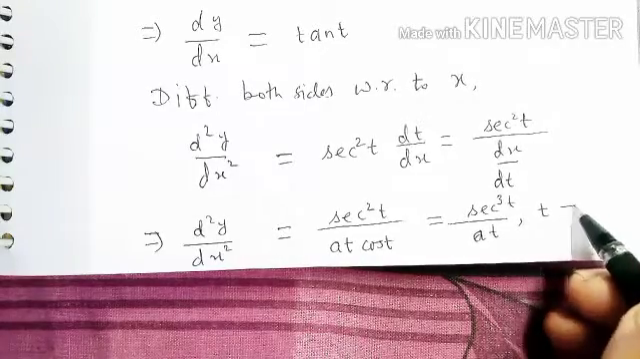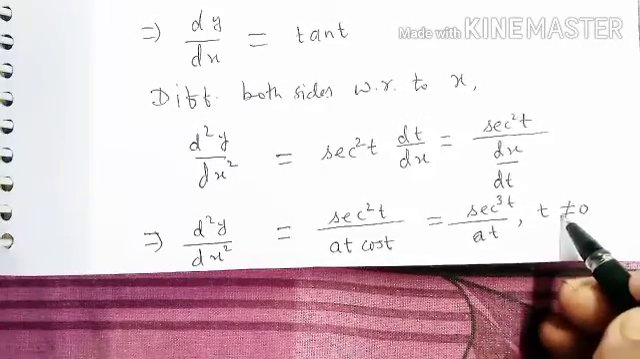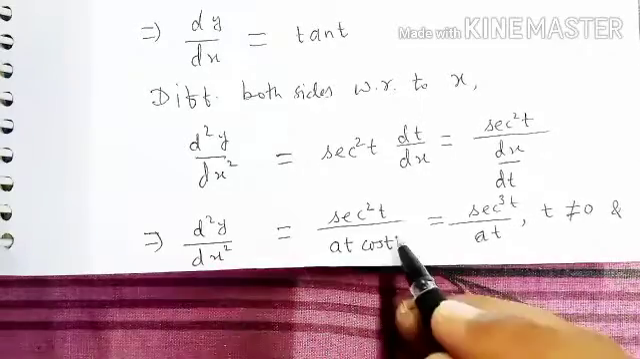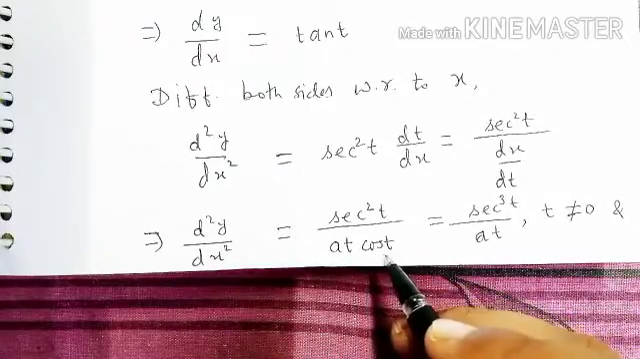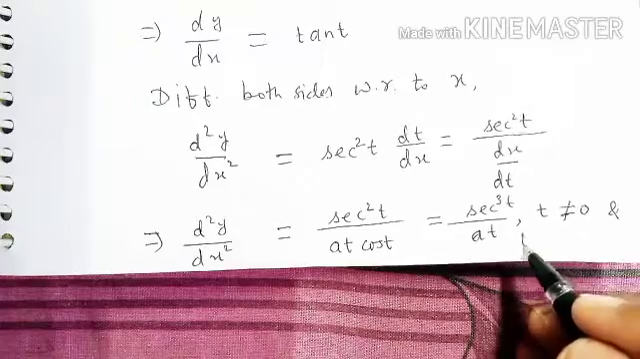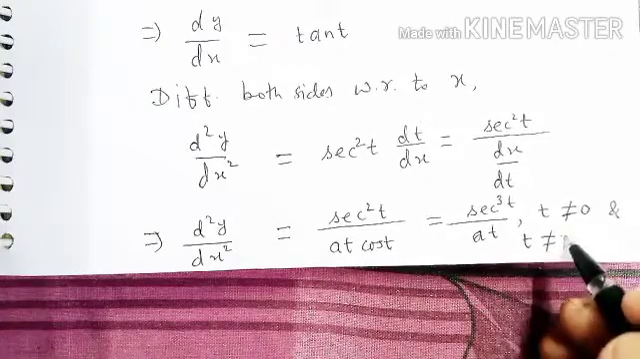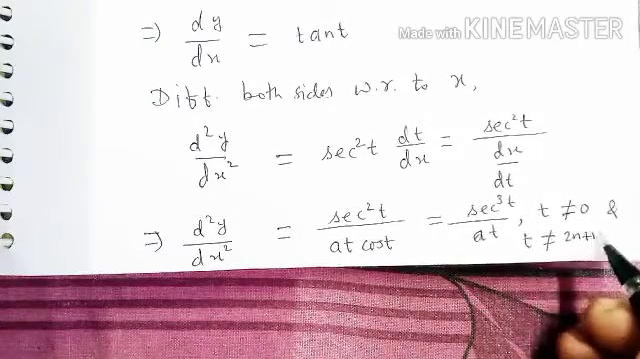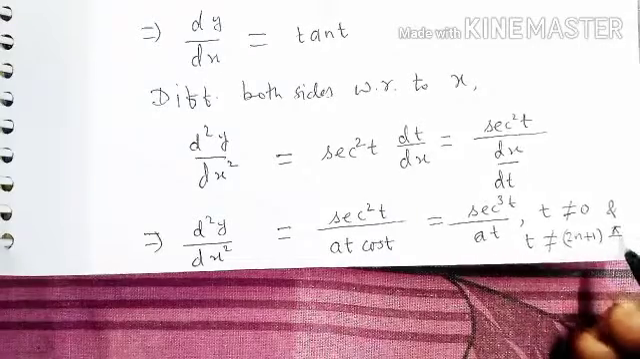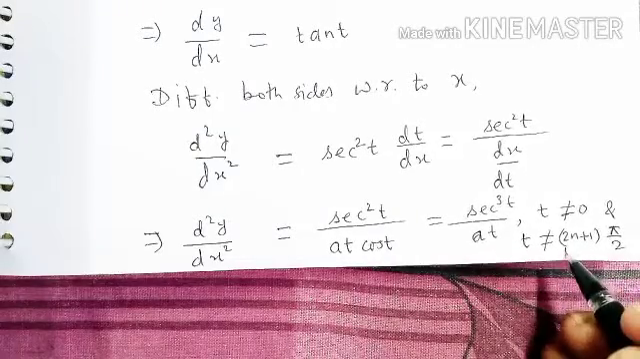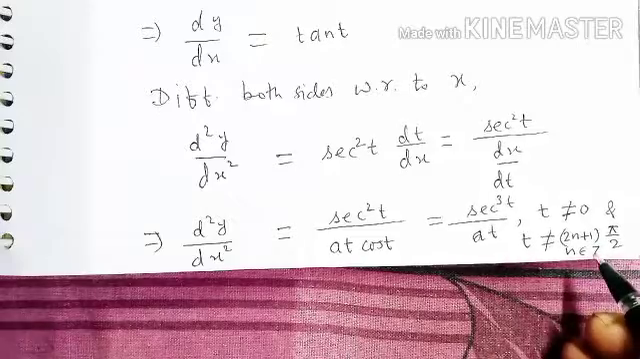Obviously t should not be equal to 0, and for 1 by cos t to be defined, t should not be equal to an odd multiple of pi by 2, where n is an integer.